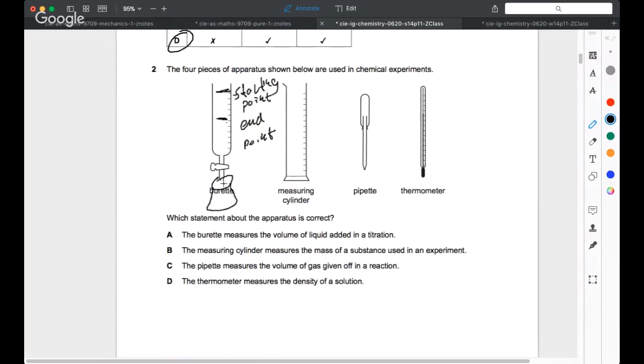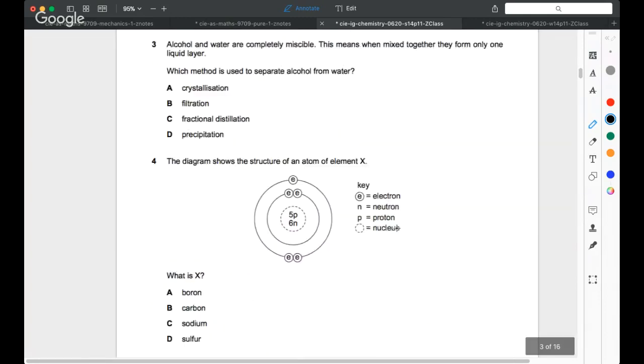Question two. So we have a burette here. So when you are doing the titration, you are adding your solution here to the conical flask. So you are measuring the titre volume by subtracting the end point from the starting point to measure the volume of your titre. So the correct answer will be A. So the burette measures the volume of the liquid added in the titration. So the next question.